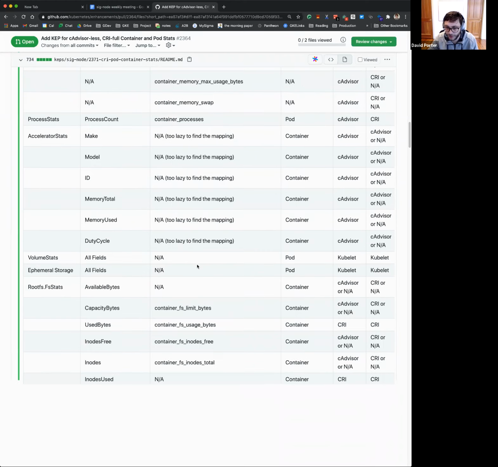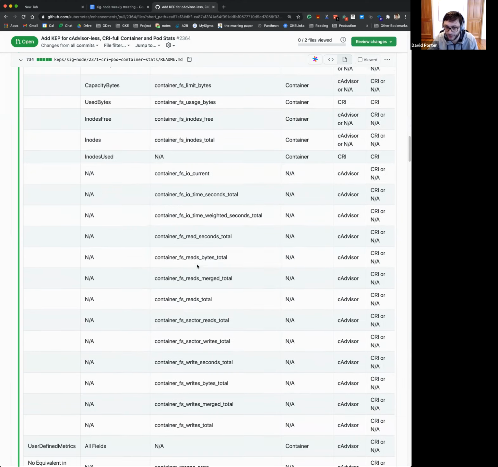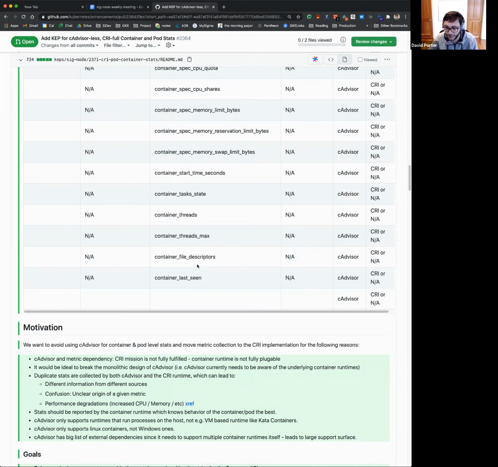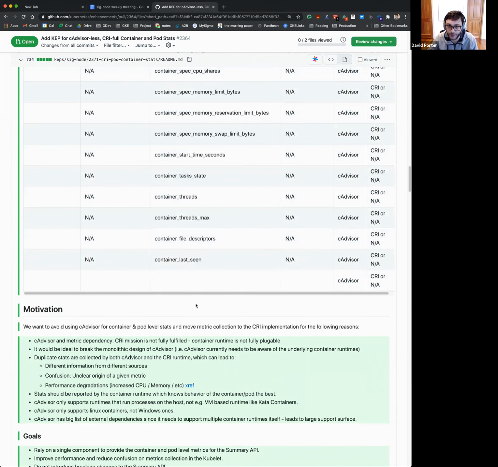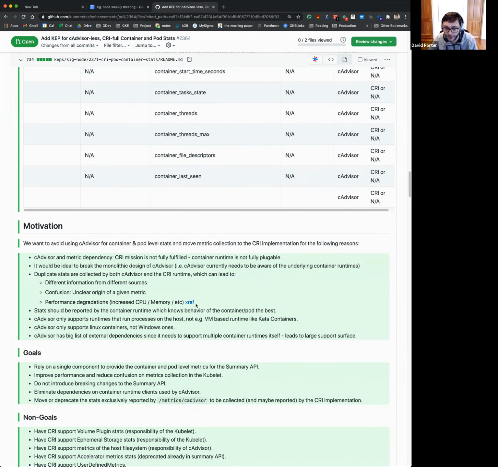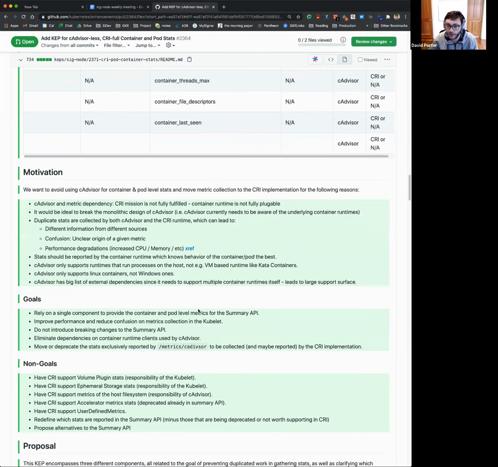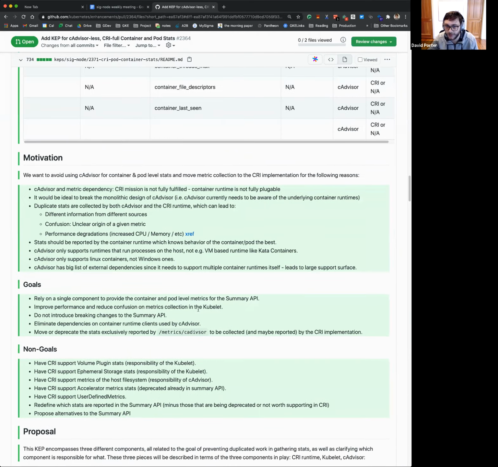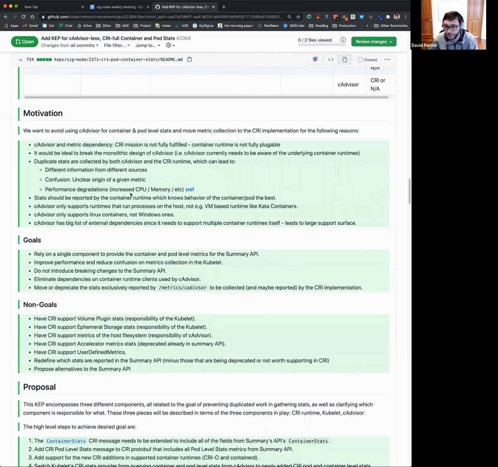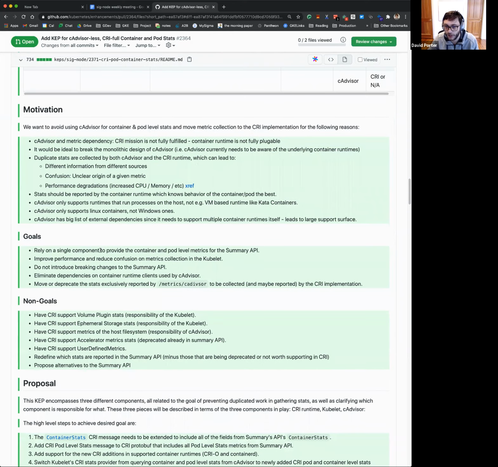So that's the very high level proposal here, to extend the CRI API with these metrics such that summary API can migrate off of cAdvisor. You can look at the KEP in more detail. I won't go over it, but we provide some more motivation around why we want to move toward the CRI off of cAdvisor.